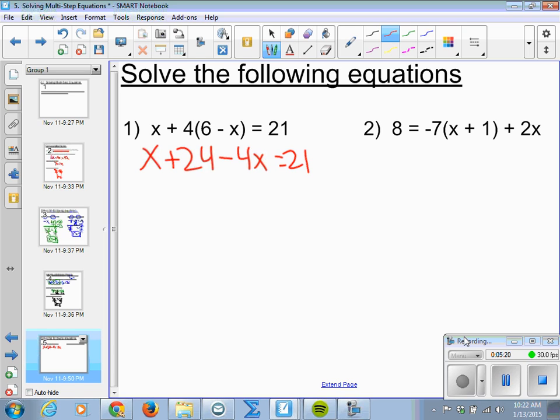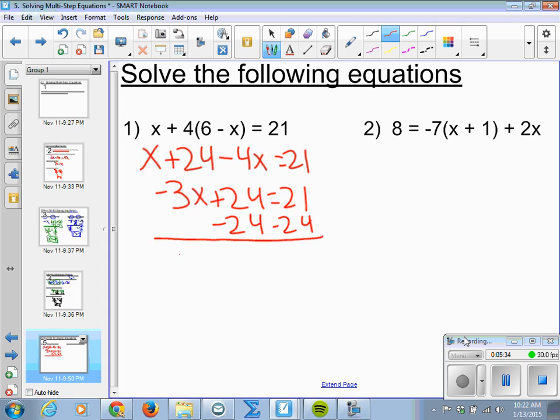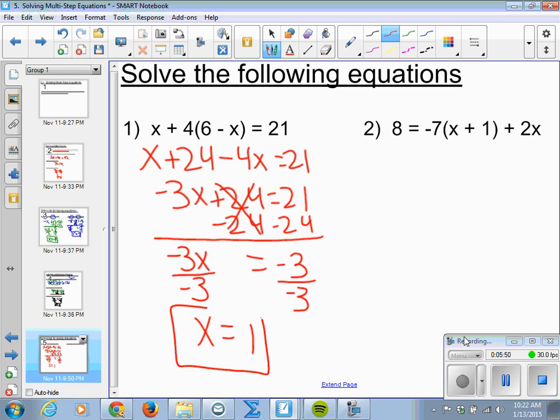Now we combine like terms. X minus 4x is negative 3x. Now we can subtract 24 from both sides. This stays. That goes. 21 minus 24 equals negative 3. And divide both sides by negative 3. X equals 1. If you guys notice, as we're working through, I'm doing things to both sides, here and here. Every step, when we're involving the equations, we're doing things on both sides.